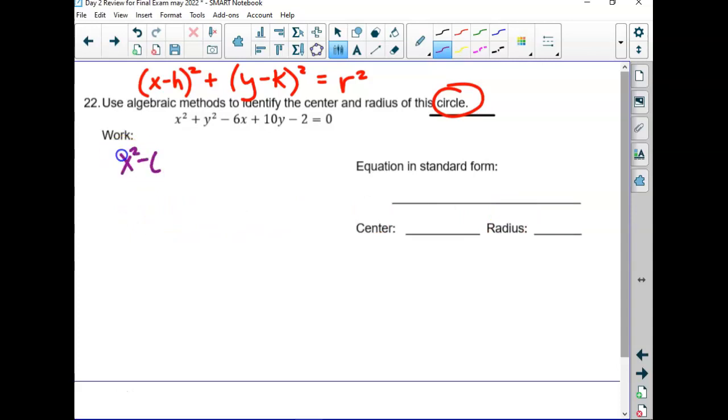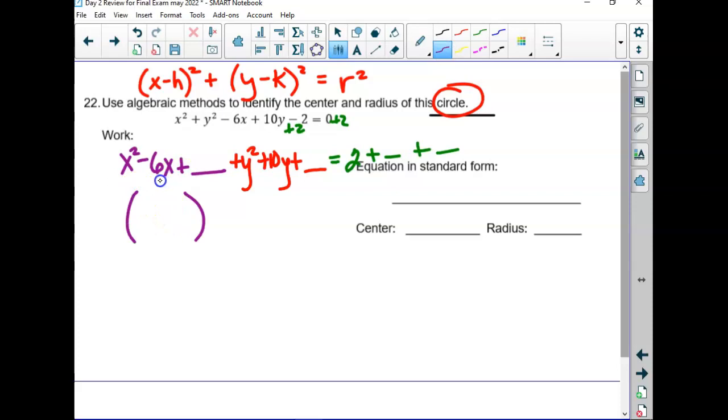Circles aren't too bad because there are no coefficients on the x squared or y squared, hopefully. And we're going to put blanks in as we go because there's no factoring that we need to do. And we're going to add the constant over to the other side. So we have a 2 over here plus a couple blanks.